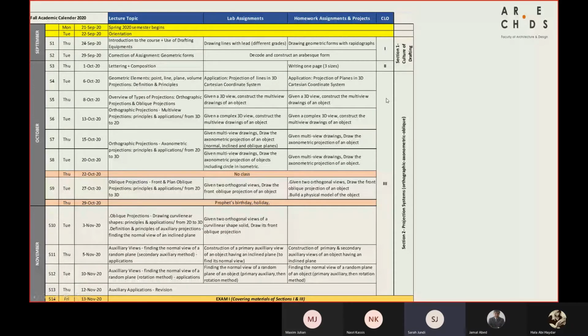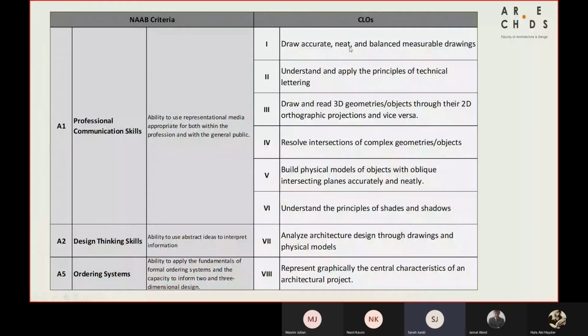Yes. Okay. And so for each assignment, there were certain CLOs assigned. There are 8 CLOs for this course, mapping 3 NAB criteria, which are professional communication skills, design thinking skills, and ordering systems. The first CLO is to draw accurate, neat, and balanced measurable drawings, understand and apply the principles of technical lettering, draw and read 3D geometries, objects through their 2D orthographic projections, and vice versa, resolve intersections of complex geometries, objects, build physical models of objects with oblique intersecting planes, understand the principles of shades and shadows, analyze architecture design through drawings and physical models, and finally represent graphically the central characteristics of an architectural project.